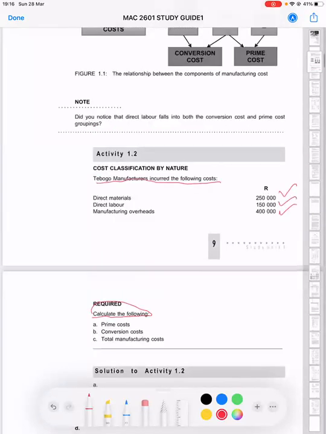The prime costs. So your prime cost, we said, is what and what, good people? Direct material and direct labor. Direct material 250K plus 150K. That gives us 400K. Calculate your conversion costs. Conversion cost, we said, is what and what, good people? Direct labor and manufacturing overheads. 250 plus 400. This gives us 650,000.